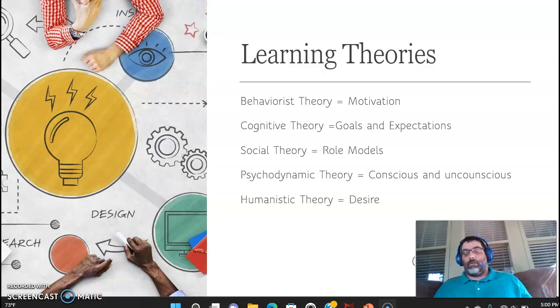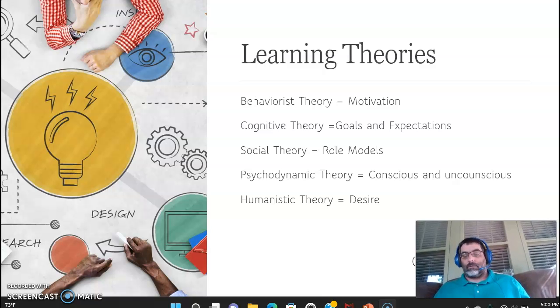Just like with social learning, if you have somebody that you want to decrease the behavior, you have somebody showing that the behavior is decreased. And the psychodynamic, you just push negative emotions to get the behavior to stop. And then again, the humanist uses the desire to change behavior.